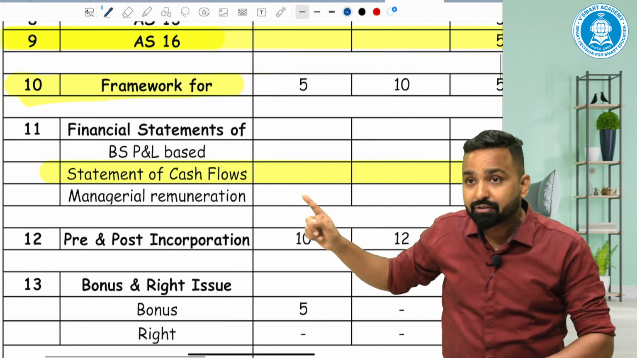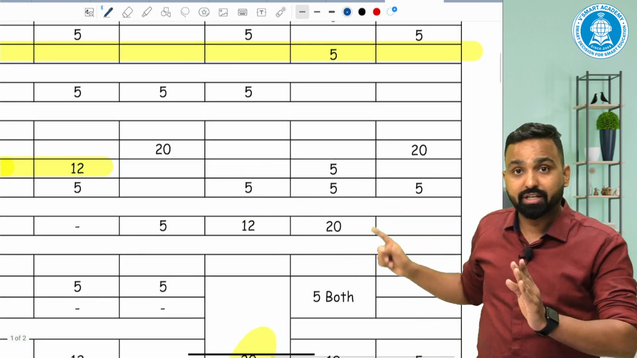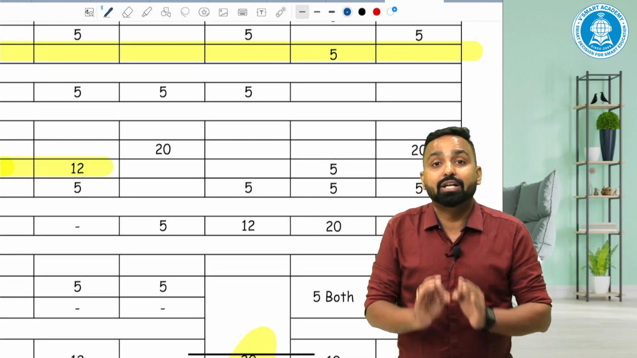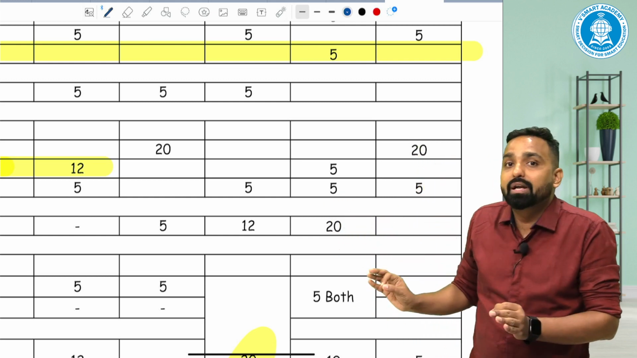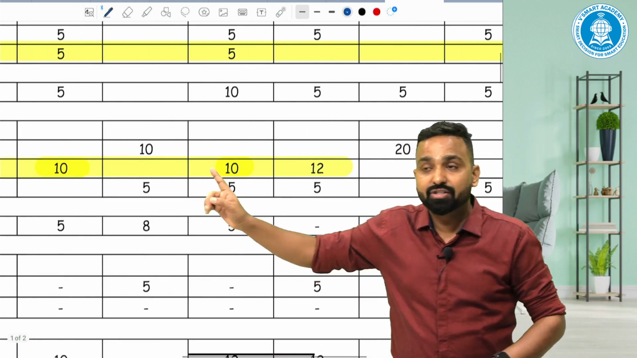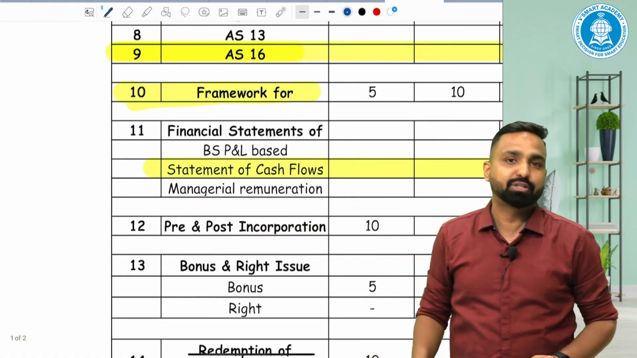Then a very important chapter, financial statements: balance sheet, P&L, cash flows. If you look at the cash flows, in the last four attempts, a question on cash flow has not come. So there is a high probability in May 23 that the institute may ask a big question from cash flow.